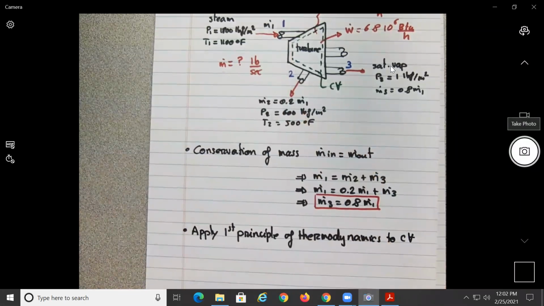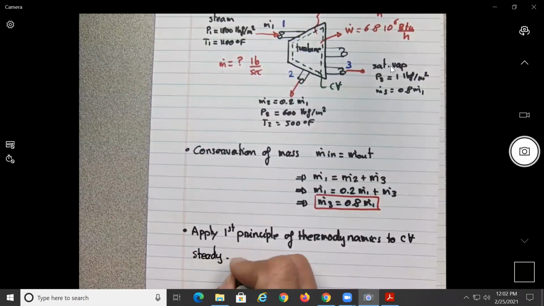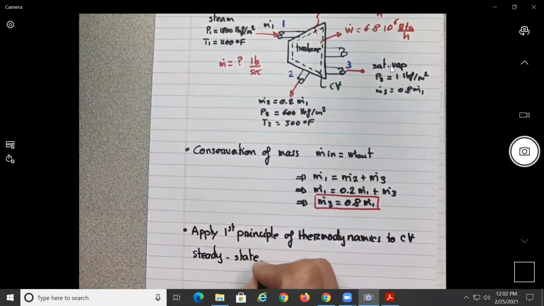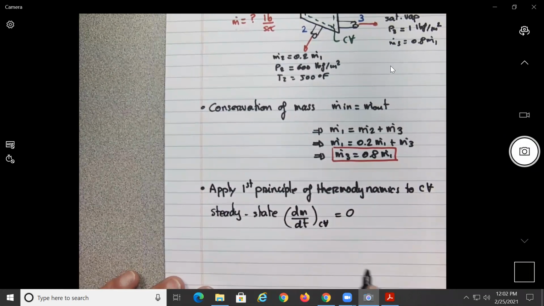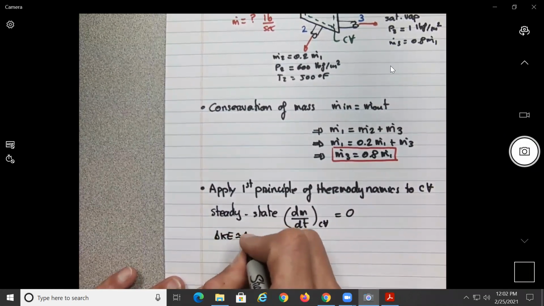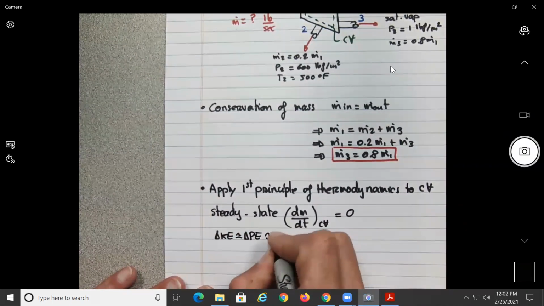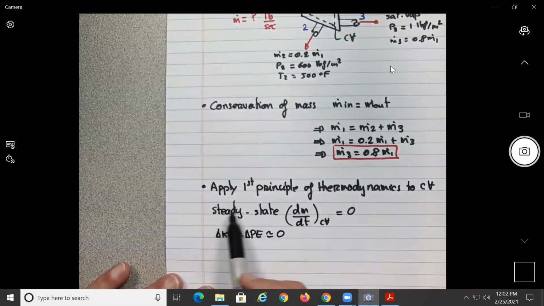So what was the equation we just derived? We say it's steady state, so the term dm/dt of the control volume is equal to 0. What else do we know? Kinetic and potential energy can be neglected. You don't need to rewrite this. It is very important to let me know which control volume. This is not that important, okay?